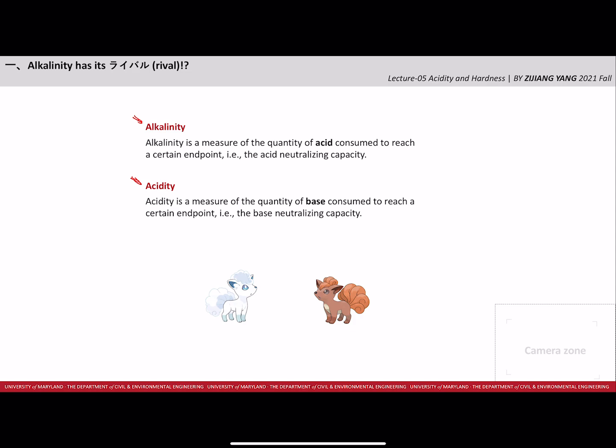So alkalinity is a measure of the quantity of acid consumed to reach a certain point. But acidity is a measure of the quantity of base consumed to reach a certain point. So I would say that they are symmetric, but their meanings are opposite. So it's kind of like these two foxes.